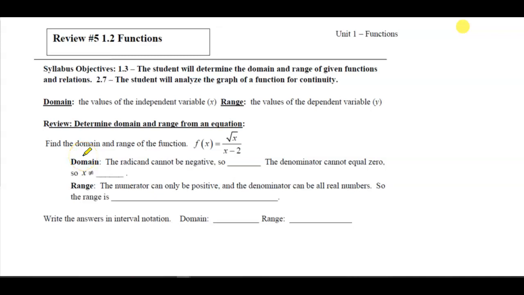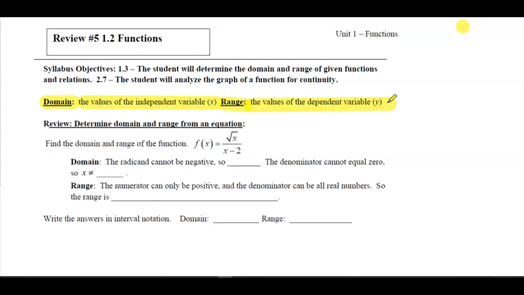Everyone, this is review number 5, 1.2 functions. We are going to look at functions and we're going to begin with looking at domain and range. So the domain, as a reminder, is the values of the independent variable. So it's your input or your x values. The range is the value of your dependent variable or your y values.